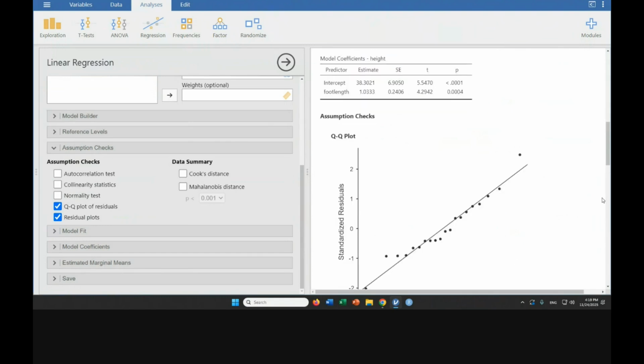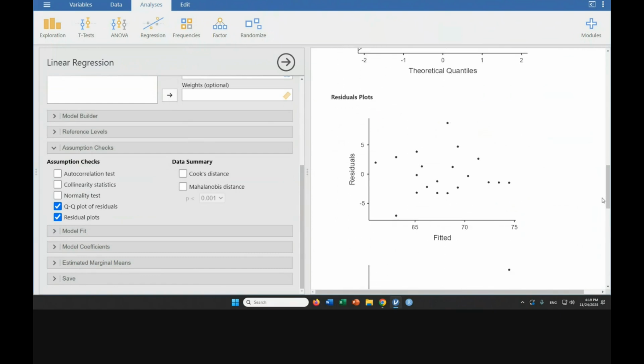Do you see the QQ plot? The one that you must adhere to a 45-degree line, and then the residual plot. Okay, which one to look at? Look at the residuals versus fitted, or if you put in your slides, this word is also predicted.